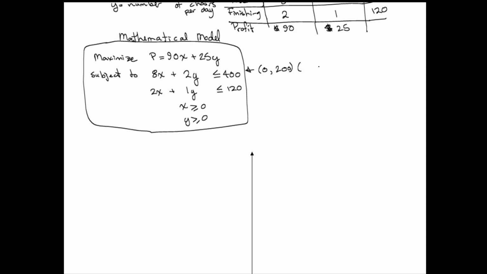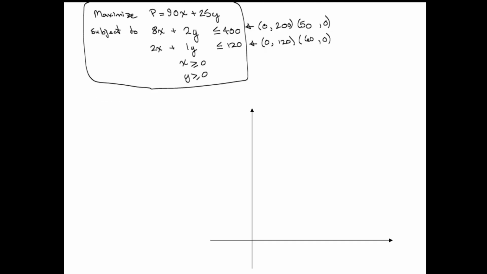And then if I set my y equal to 0, so think of covering up the term that has y, so 400 divided by 8, which will be 50. Move to the next one. If I set my x equal to 0, then my y will be 120. If I set my y equal to 0, my x will be 60. So this is what I'll use to do my graphing.